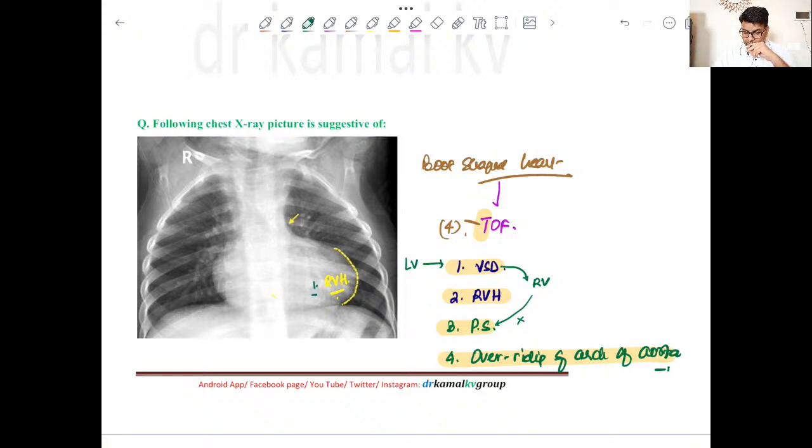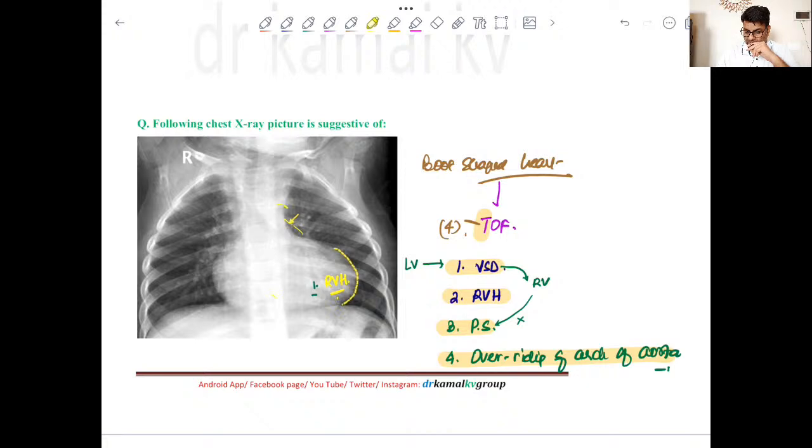Now if you look here, there is a yellow arrow here, right? This is also significant. You can see the concavity here, and this concavity is just because there is pulmonary stenosis and there is no prominence of the pulmonary trunk, right? Because normally what we see in a normal X-ray, we usually see something like this, right?